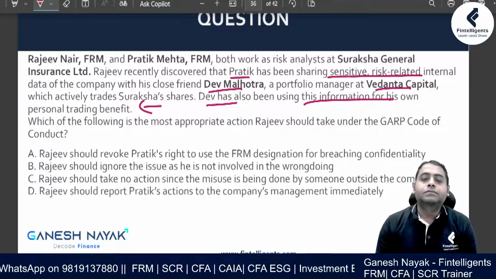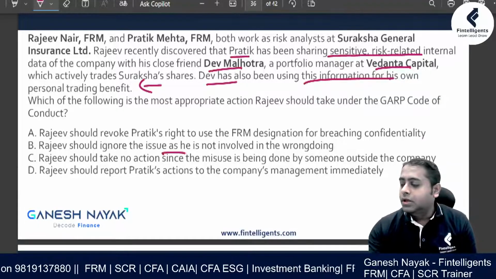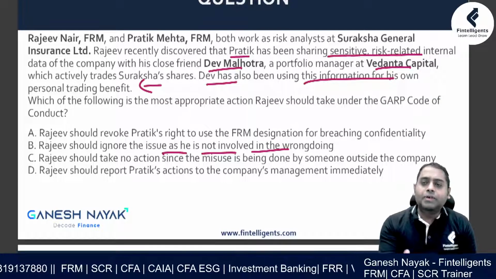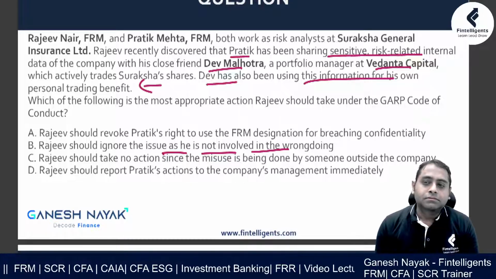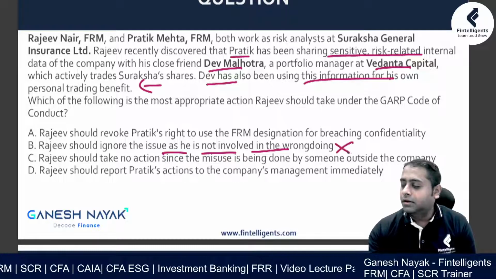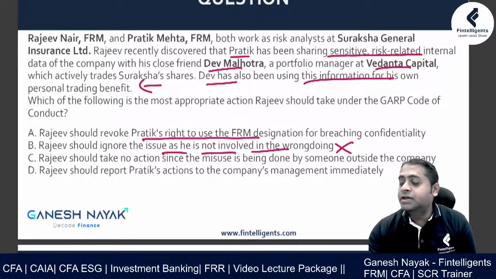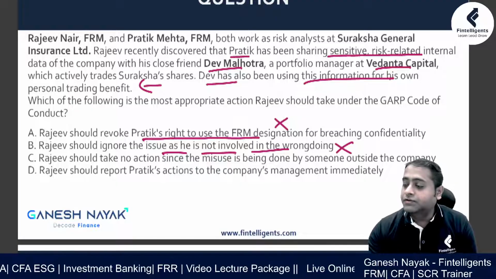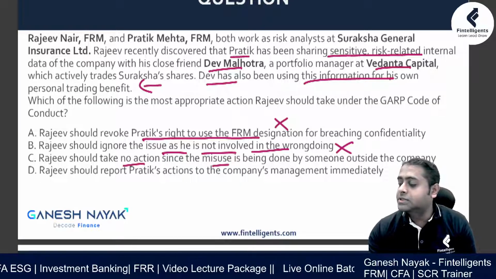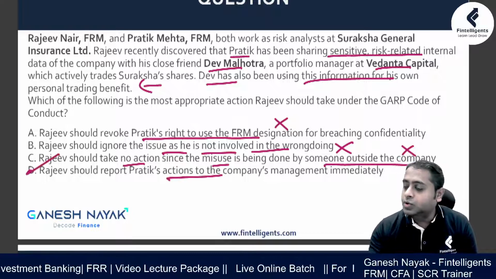Chalo. You should ignore, no? Because he is not making any money. Dave Malhotra is making money. No? Right? Rajiv should revoke Pratik's FRM. He does not have the authority. Right? Rajiv should take no action since the misuse is done by someone outside. He is involved. No? Answer is D. He should report.